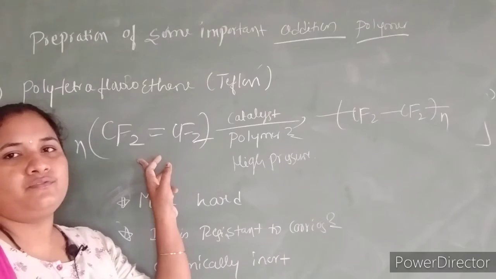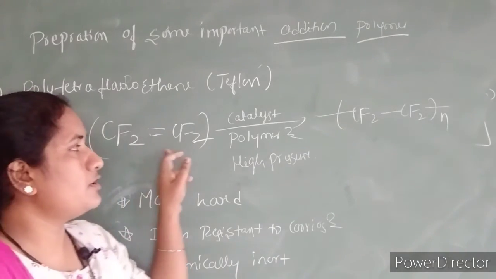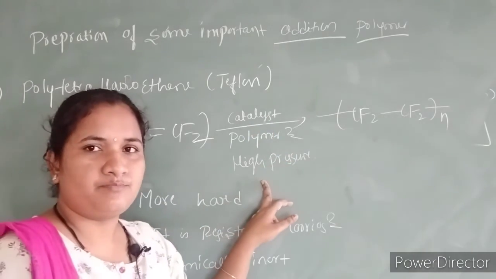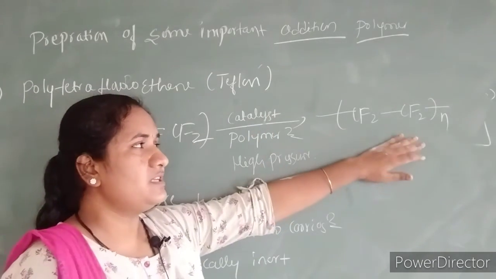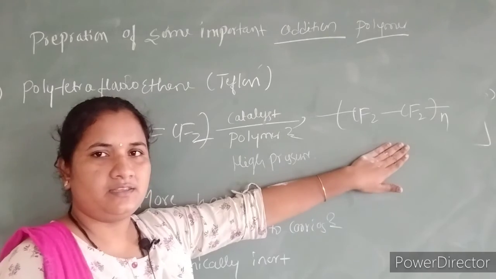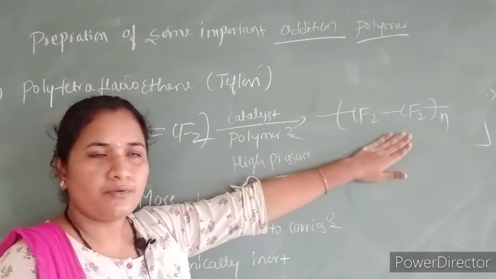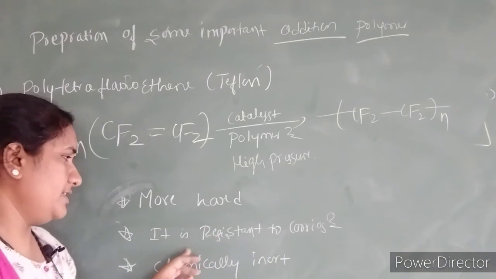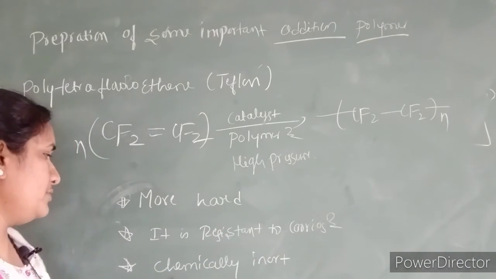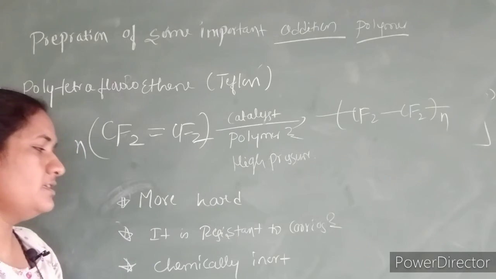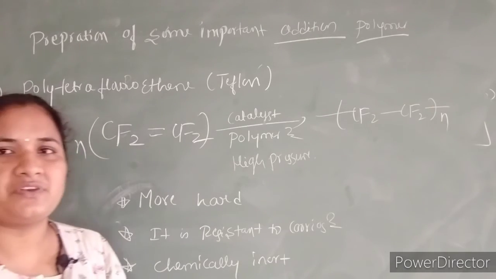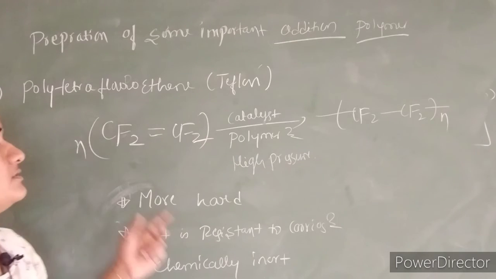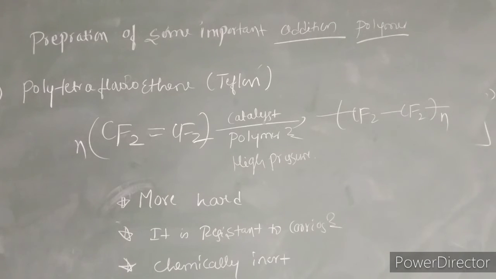So n number of tetrafluoroethene molecules undergo polymerization reaction in presence of catalyst and high pressure, and we get the formation of this polytetrafluoroethene chain. It is hard in nature, resistant to corrosion and chemically inert, since it is used in the preparation of non-stick materials, gaskets, oil seals, etc. So this is about Teflon.